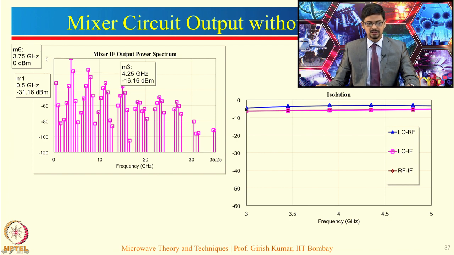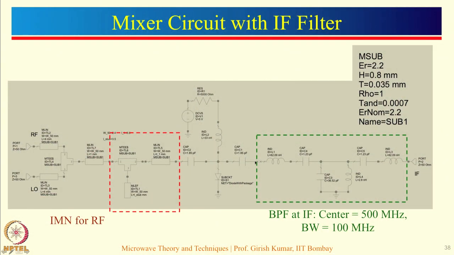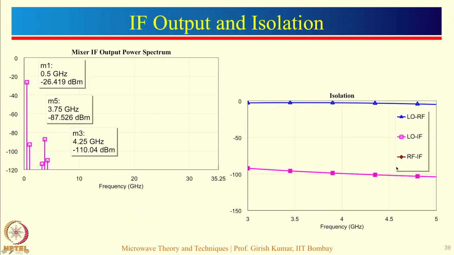So now we are going to see how a simple filter addition in the IF output port can dramatically improve the results. So here is what we do at the output of the mixer, which was this point which we earlier observed. Now we have designed a bandpass filter centered at 500 megahertz with a bandwidth of 100 megahertz, and you have a simple LC structure, and the rest of the circuit remains the same. Now if you see the IF output at this point, you observe the following. Can you see the difference?